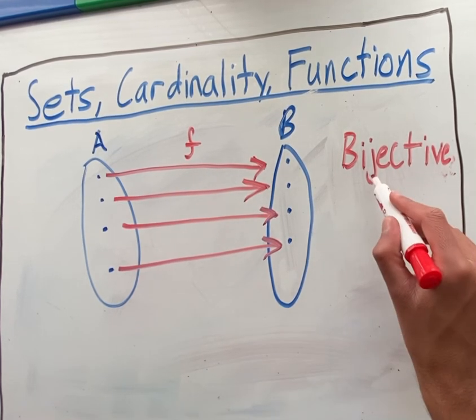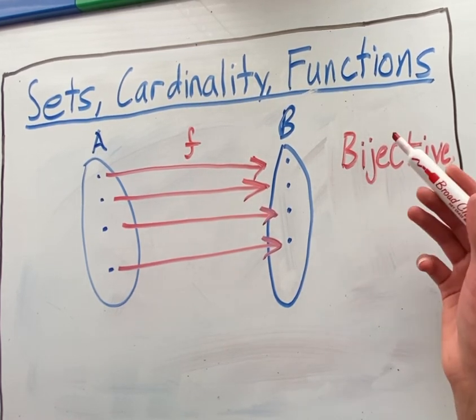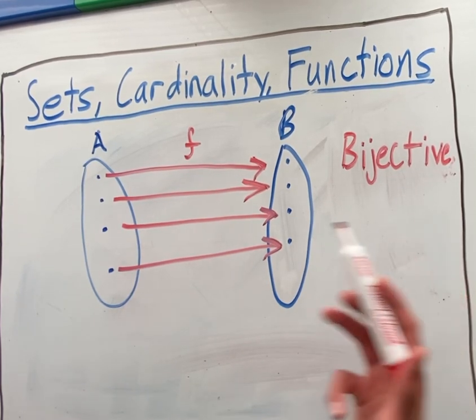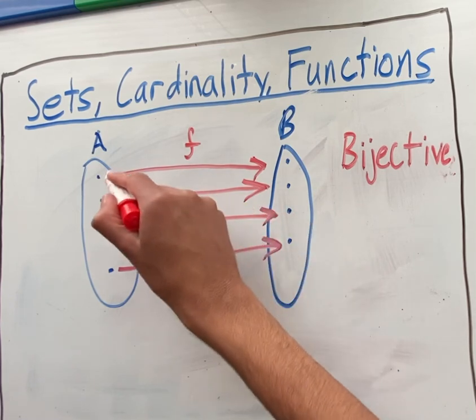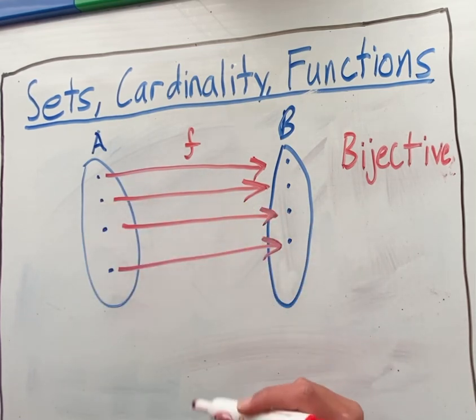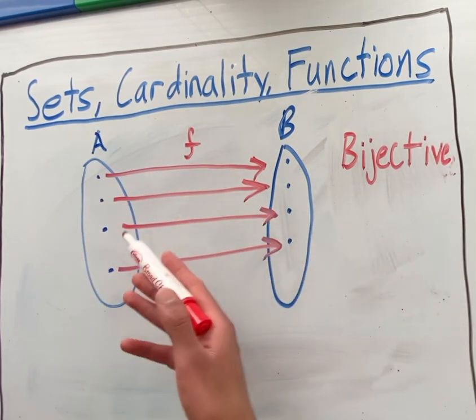Just another side note, if a function is bijective, that also means it's invertible. Essentially, you can think of that like taking all these arrows and flipping their direction, taking the arrowheads off of this side and putting them on this side. And then it would map from B to A, and it would still be bijective.